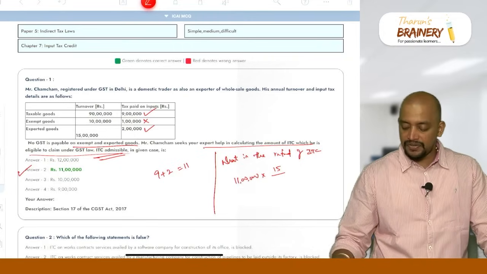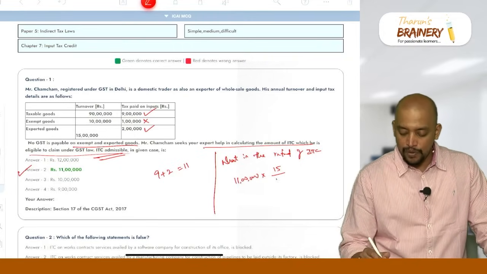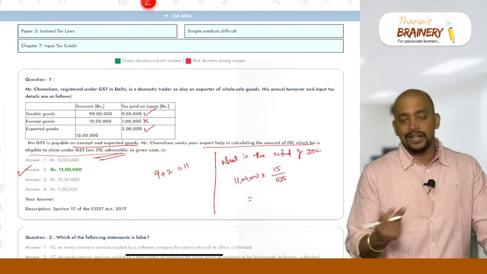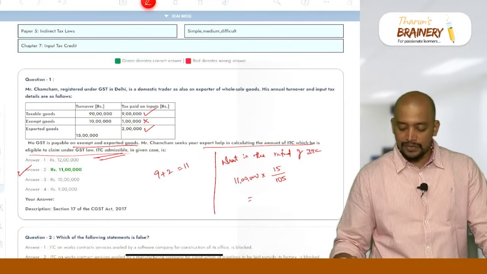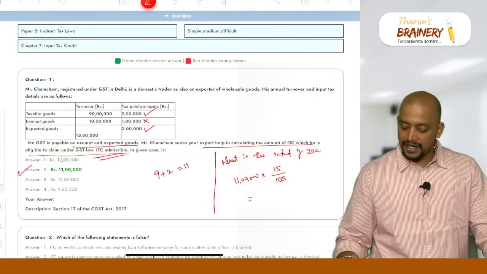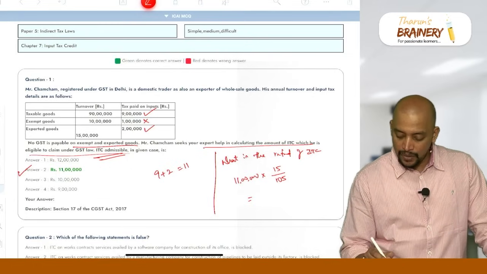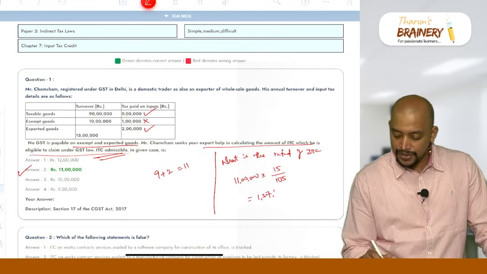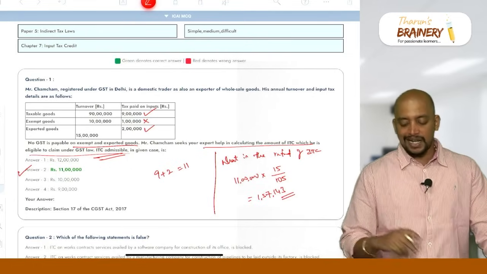So 90 plus 15, 105. Okay, 10 we should not take in the adjusted total turnover. So 11 lakhs into 15 divided by zero rated, exported is only 15 na, divided by 105. So that will be 1,57,143 will be taken as the ITC.